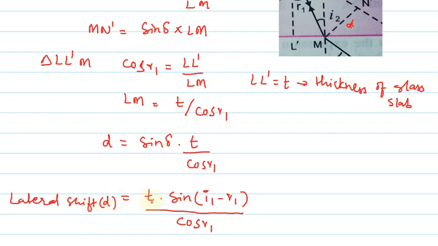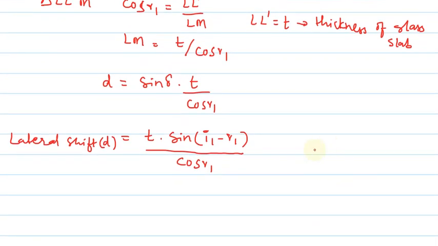Here T is called the thickness of the glass slab. Sine and cos are trigonometric functions. I1 is the angle of incidence. R1 is the angle of refraction. So we got the expression for lateral shift, that is D is equal to T into sine of I1 minus R1 upon cos R1. Let us see the factors which affect lateral shift.